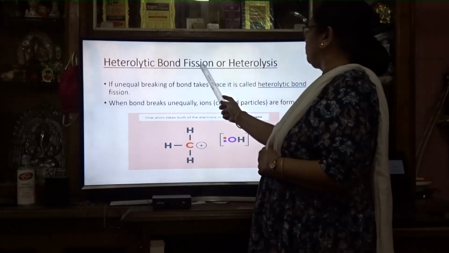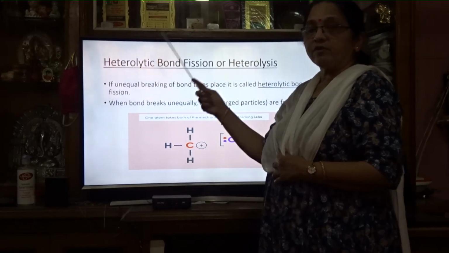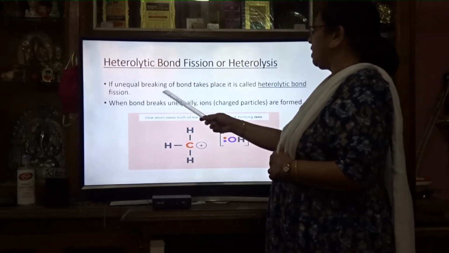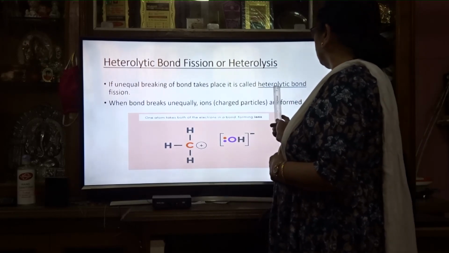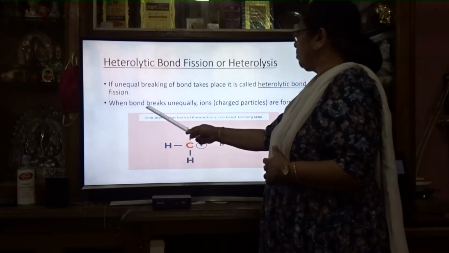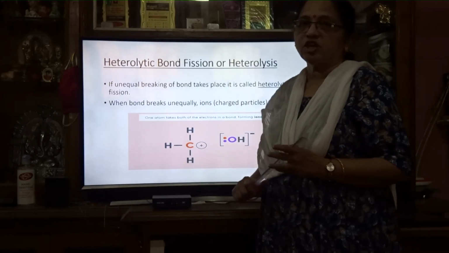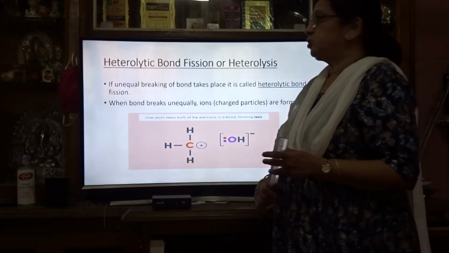Next, heterolytic bond fission or heterolysis. There, equal breaking of the bond was there. Here unequal breaking of the bond takes place. It is called heterolytic bond fission or heterolytic bond cleavage. When the bond breaks unequally, ions, charged particles, are formed. What are ions? Ions are charged particles. Positive and negative charges are formed.